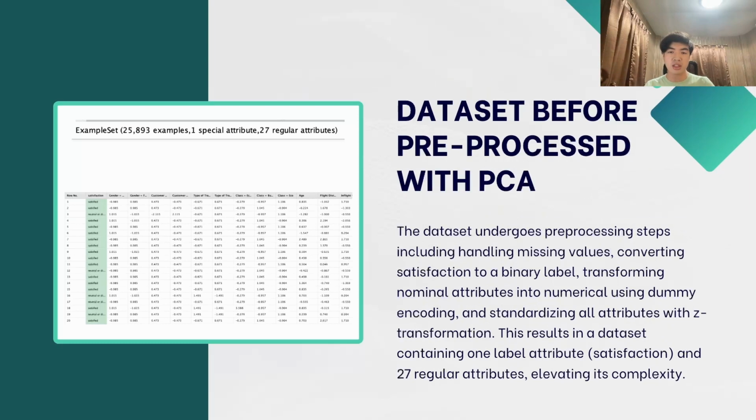So the dataset undergoes pre-processing steps, such as handling missing values, converting satisfaction to a binary label, transforming nominal attributes into numerical by using dummy encoding, and standardizing all attributes. With such transformation, the result is a dataset containing one label attribute, which is the satisfaction, and 27 regular attributes, which elevates its complexity.